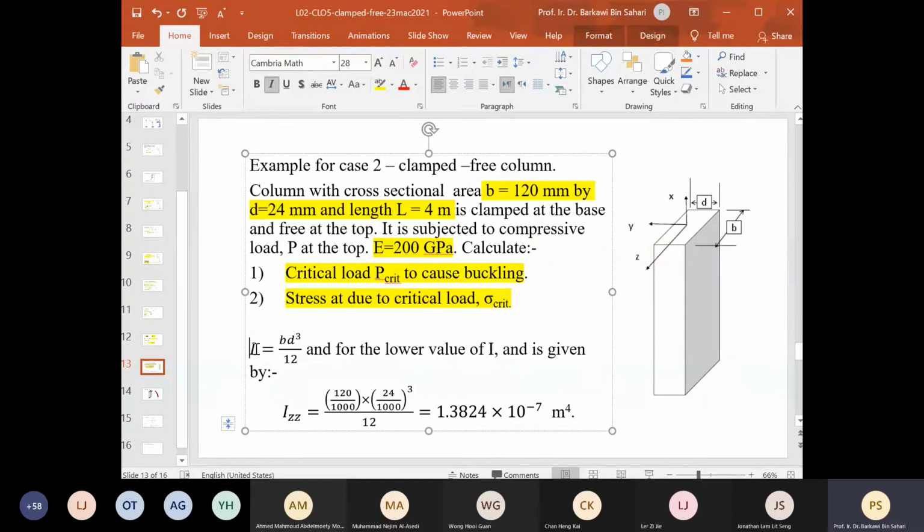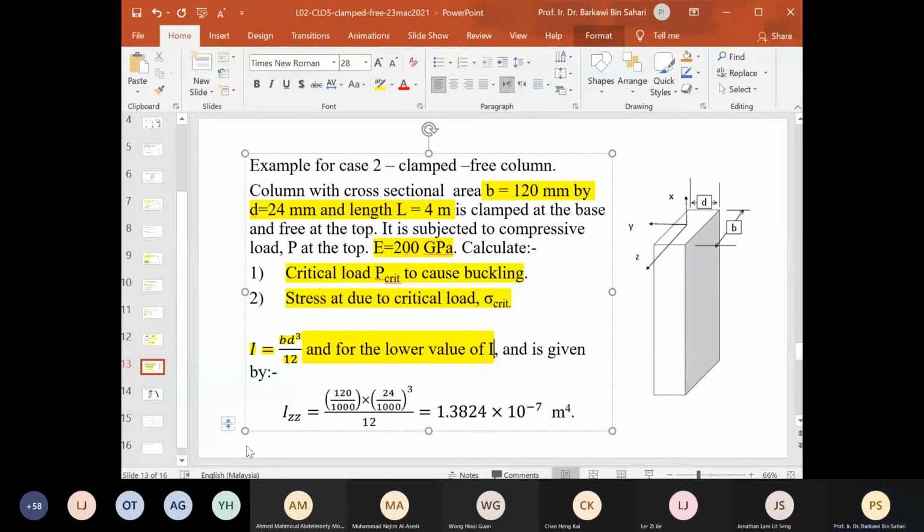I value is BD cube over 12 in the direction when it's going to buckle, and it's usually the lower value. We have already checked this one before. The higher value is DB cube over 12. So it is the lower value of I. Okay, so I is 1.3824 times 10 to the power of minus 7 meter to the 4, which is 120 multiplied by 24 cube over 12. I call it IZZ because Y is in the direction of deflection, X is upwards.